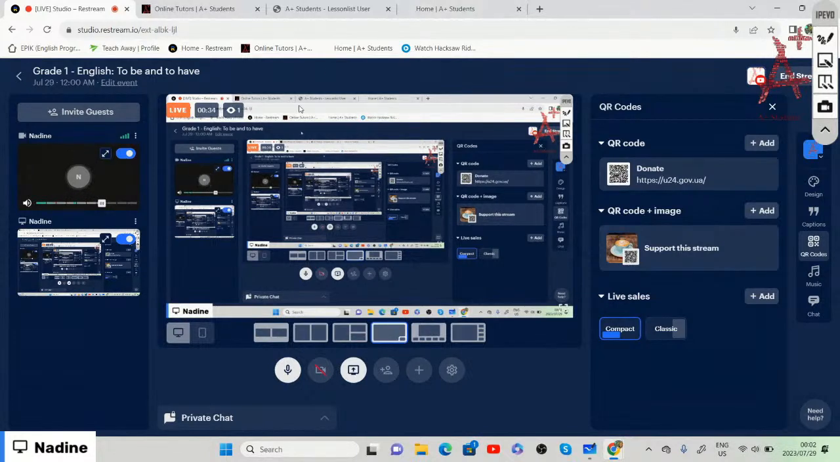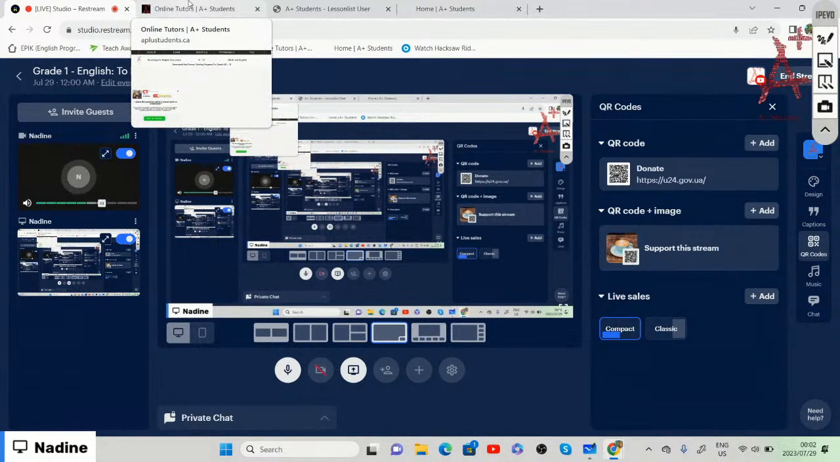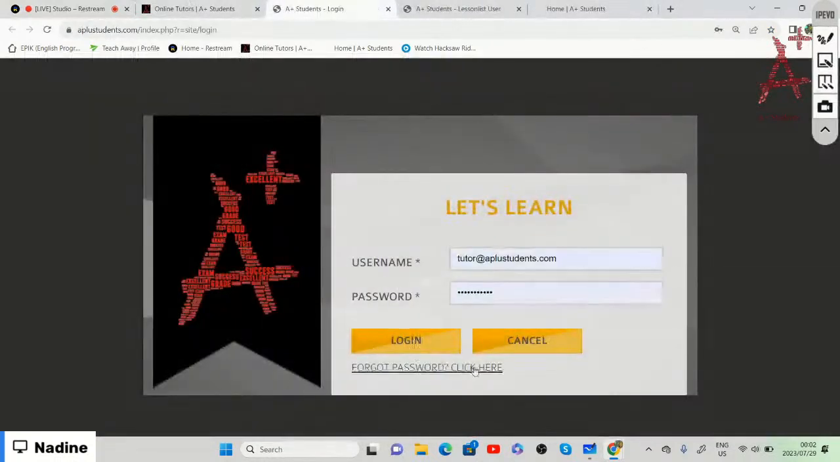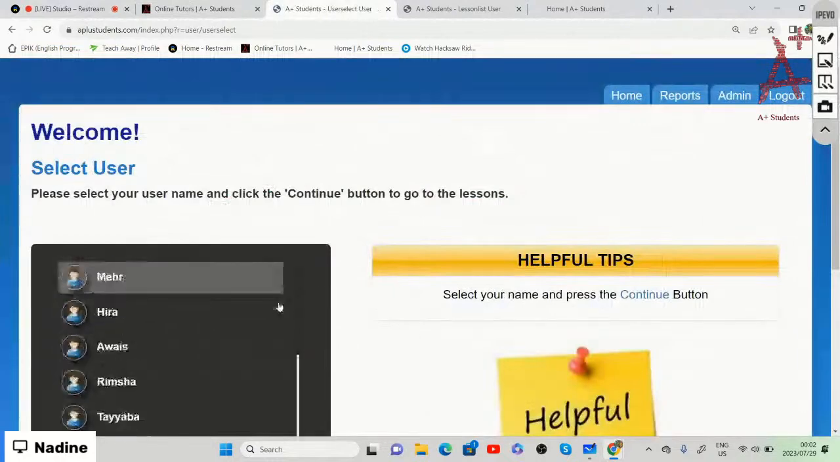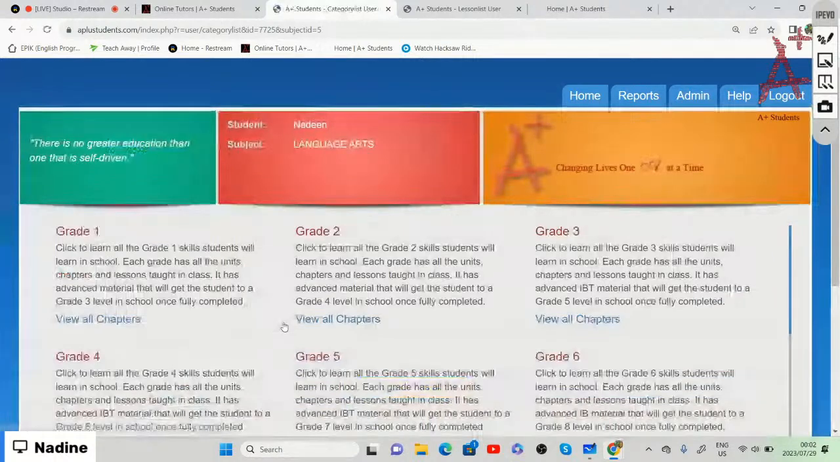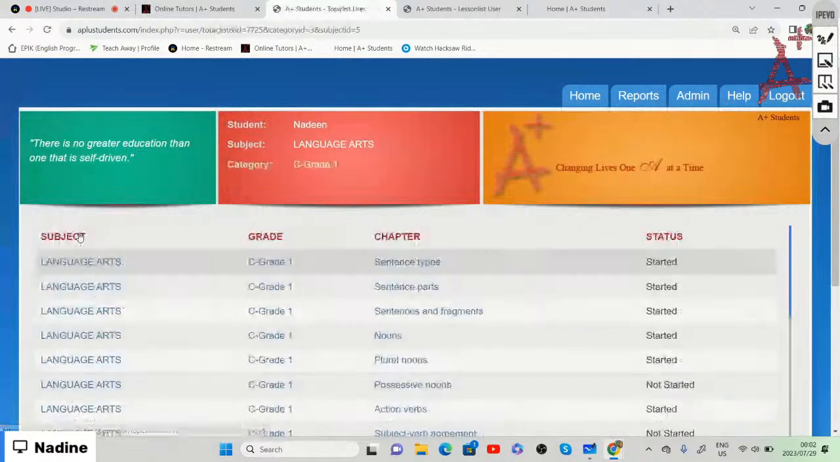And before we start, you're going to log into aplusstudents.ca. You're going to log in with your username as well as your password. And then we're going to select language arts. So the subject of language arts, and then we go to grade 1. All right, so once we have logged in, we selected the subject of language arts, we've chosen grade 1.